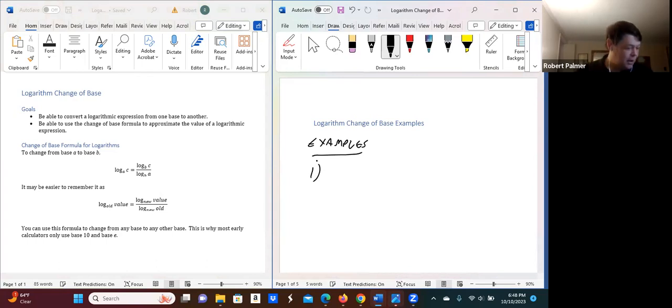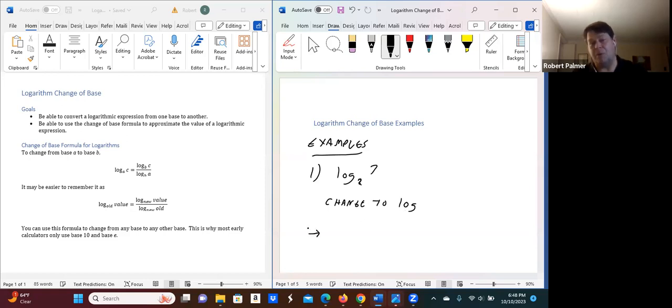Okay, number one. Let's say we have log base 2 of 7. There are many ways, especially on the web, to answer this right now, but in the early days, if you had a log base 2, that would have been harder to do. So what we want to do is a change of base, and let's change it to log base 10.